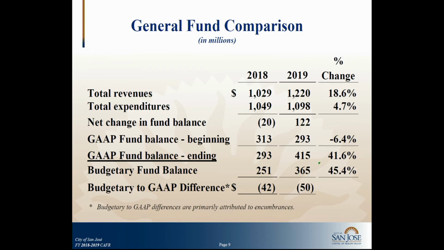This chart shows a general fund comparison, where this chart represents what the GAAP fund balance is at the beginning as well as at the end of 2019. The GAAP fund balance at the end of 2019 was $415 million, and the budgetary fund balance at the end of fiscal year 2019 was $365 million. So the difference between the budgetary and GAAP is $50 million, and this represents encumbrances of approximately $49.7 million and unrealized gain in fair market value of investment of $300,000.